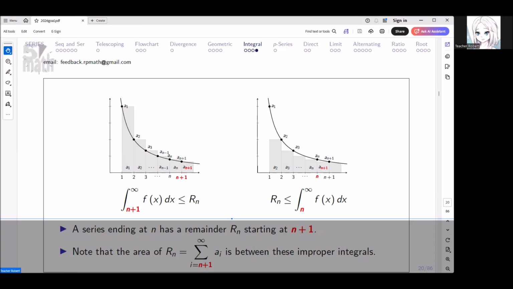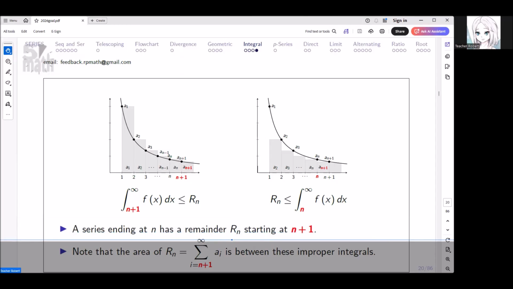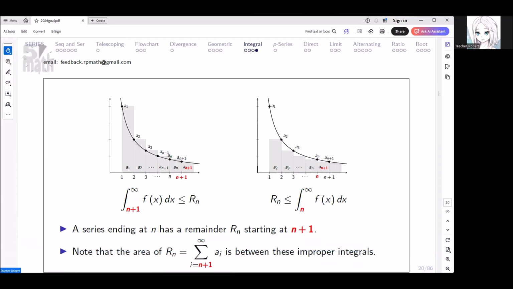Here are some pictures. A series ending at n has a remainder Rn starting at n plus 1. Note that the area of Rn is between these improper integrals.